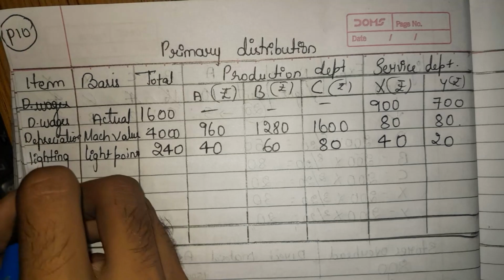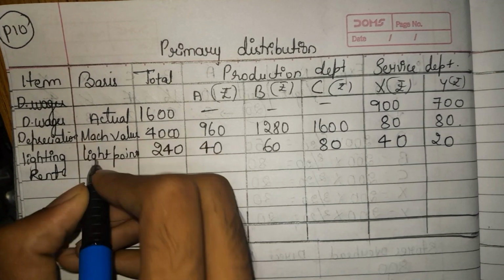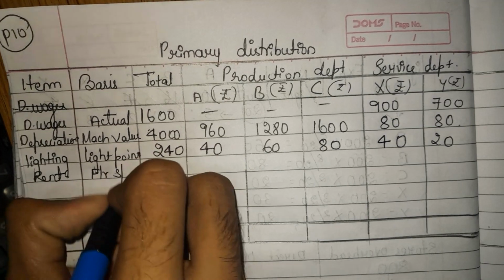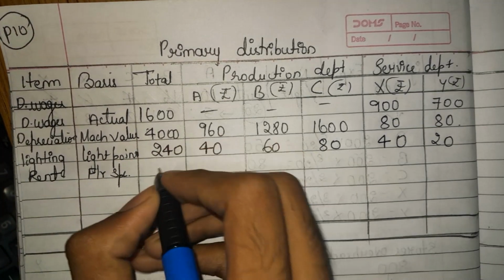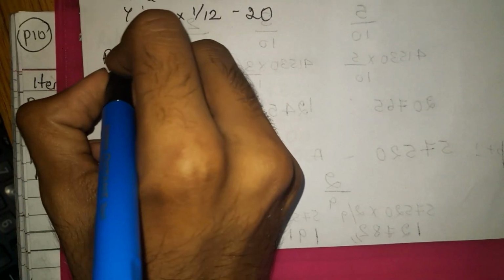Next we are having rent. Rent will be based on the floor space. So total rent expenses are 2000. Now let us apportion this rent expenses.